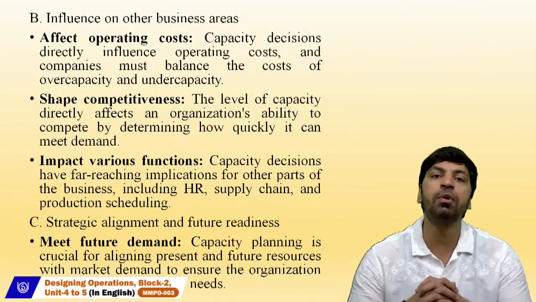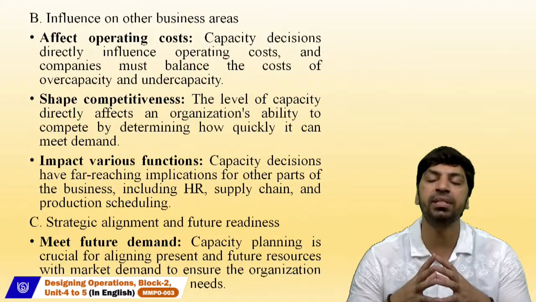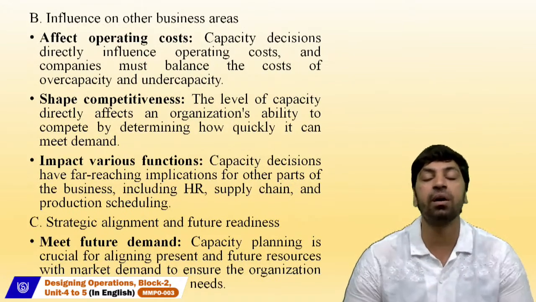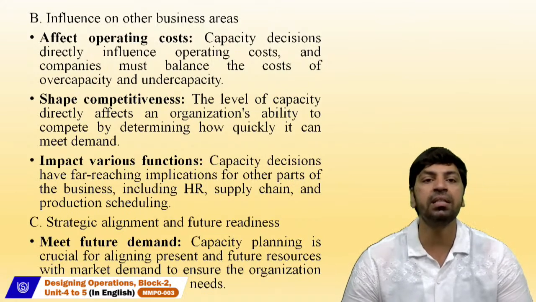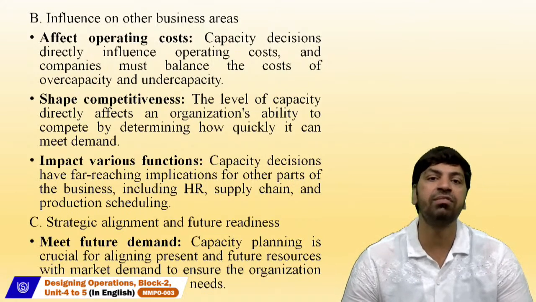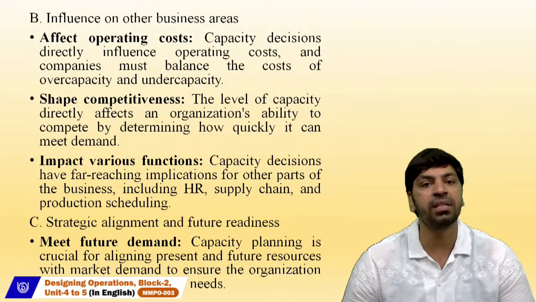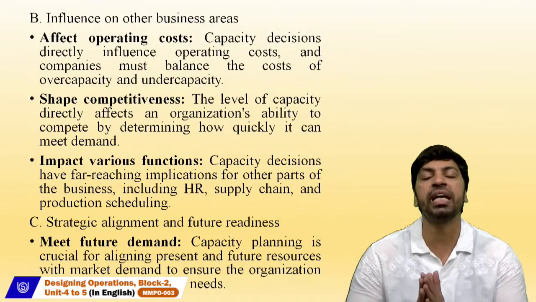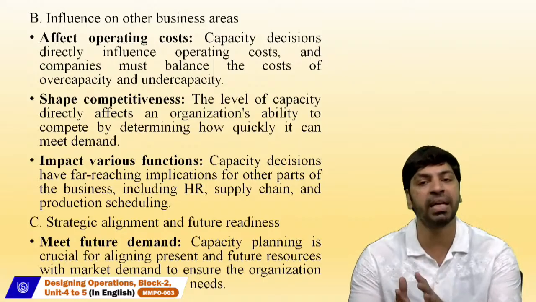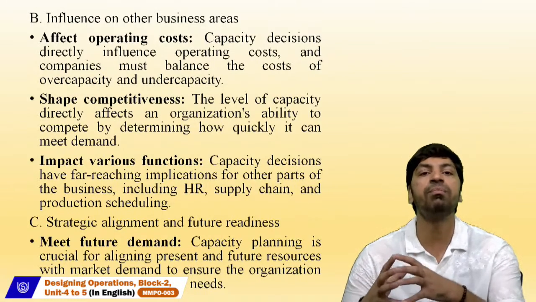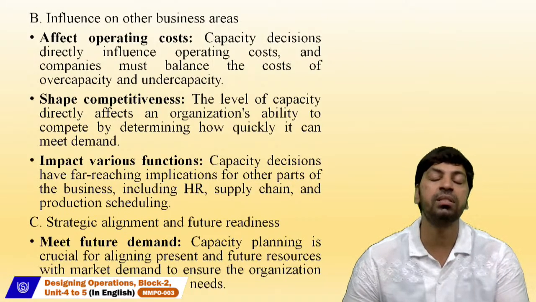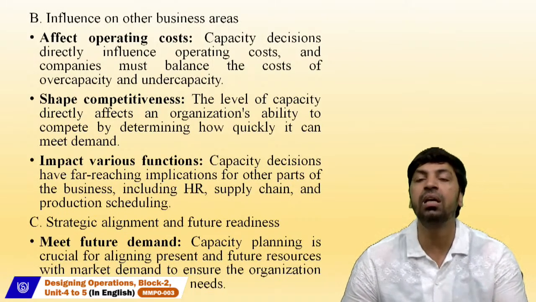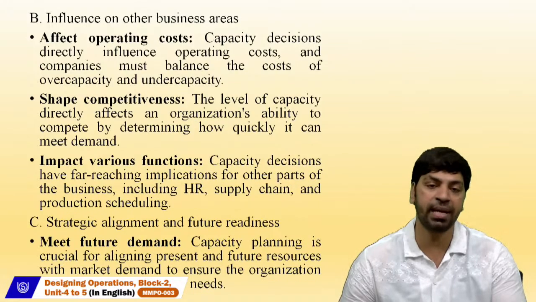Next is shape competitiveness. The level of capacity also directly influences the organizational ability and competitiveness. Next is it impacts various functions. Capacity decisions have far-reaching, long-term implications for other parts of the business like human resources, supply chain, logistics, production, scheduling, etc.